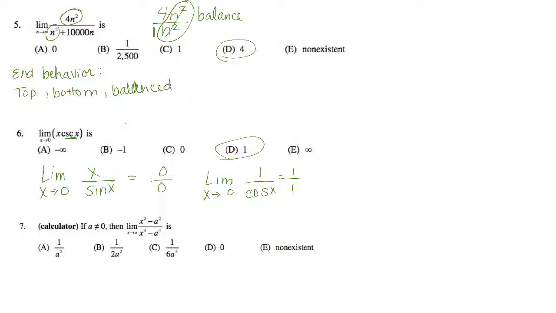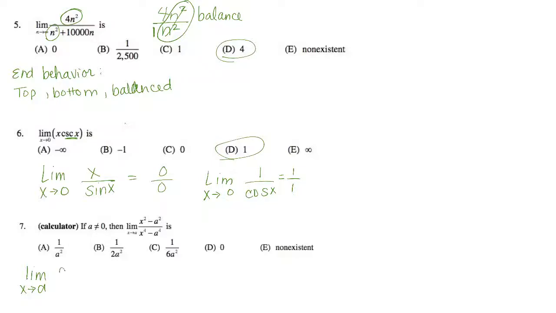Number 7, a couple of ways you could do this one. One way would be L'Hopital's rule. The other way would be a means of factoring. Both are correct, whichever one you choose. So if we chose L'Hopital's rule, which I have a feeling that more people would probably choose that method, which is fine.